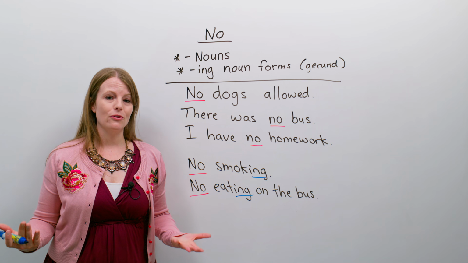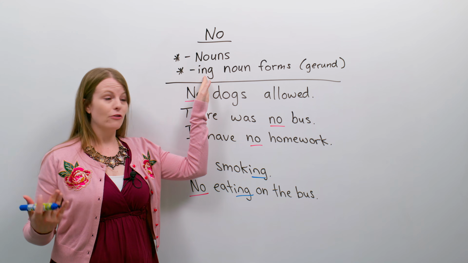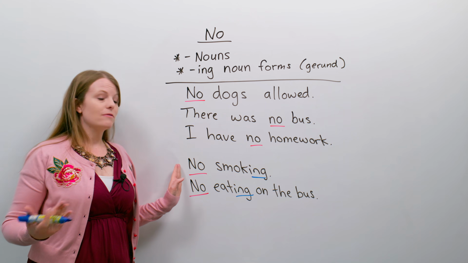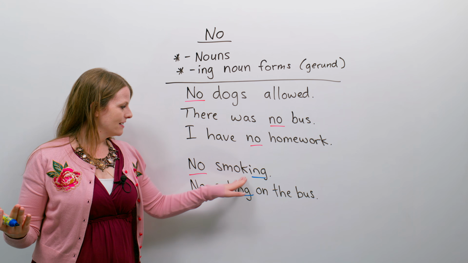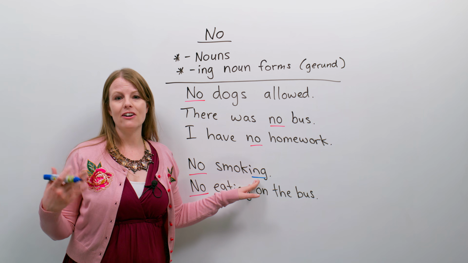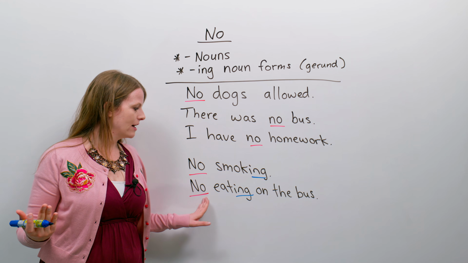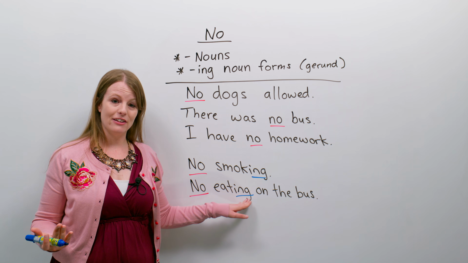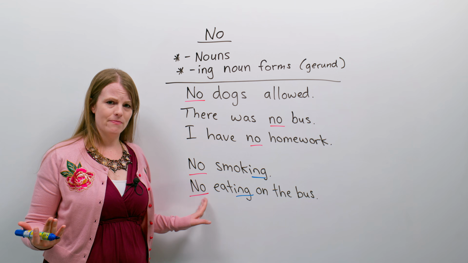We can also use no with ing noun forms, or also called gerunds. So, for example, you might see the sign no smoking. So this is a noun with ing. We call it a gerund. We can use no in front of it. Or no eating on the bus. So again, we have our ing form of the noun. So we can use no.